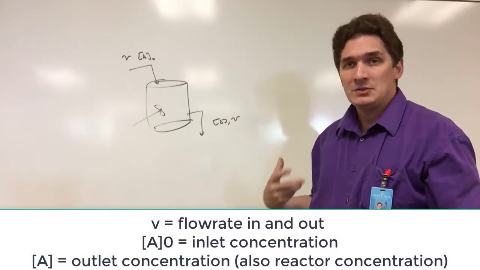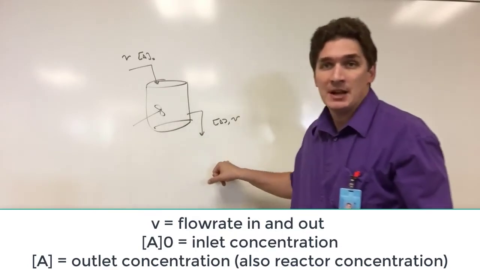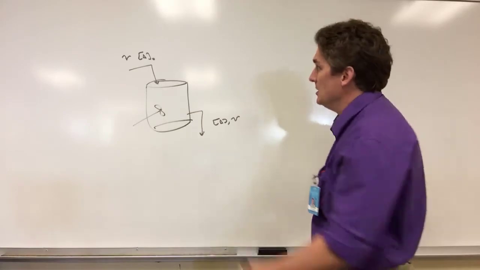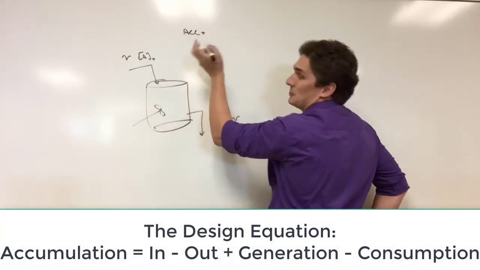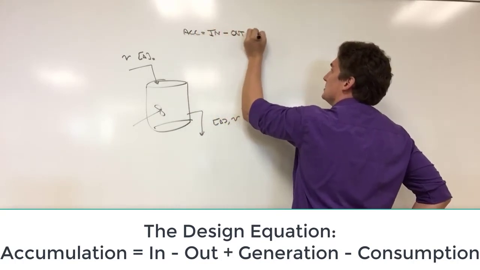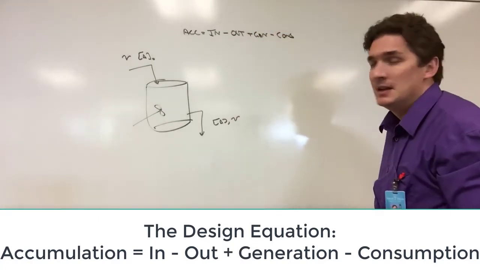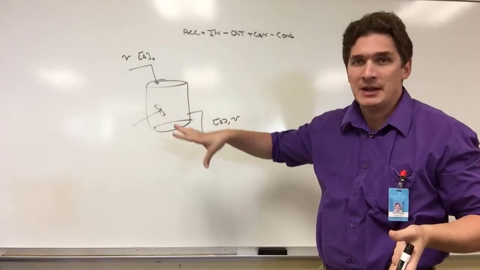So what we want to know is what the concentration is coming out. This is actually a chemical engineering process. This is something that actually is done industrially. So we have four terms. Accumulation equals in minus out plus generation minus consumption. So we're going to assume this reactor operates at steady state, so there's no accumulation of A in the reactor.